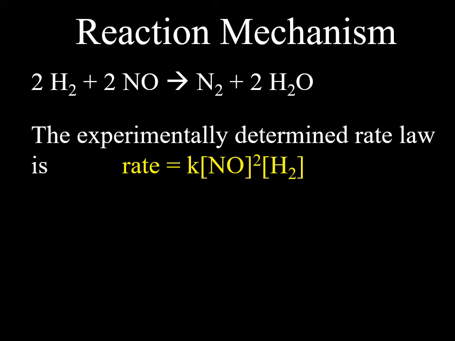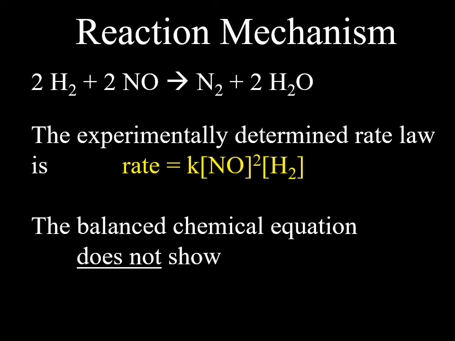So here we have a balanced chemical equation and the experimentally determined rate law. We've done some sort of experiments like you've seen in lessons 13.2 or 13.3. We've been able to figure out what k is, what the order of the reaction is. There's the rate law. The balanced chemical equation, 2H2 plus 2NO yields N2 plus 2H2O, does not show us the rate law. There's no relationship between the order of the reaction and the stoichiometry of the balanced chemical equation.